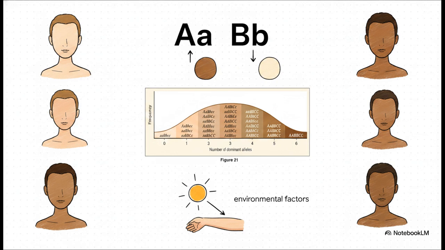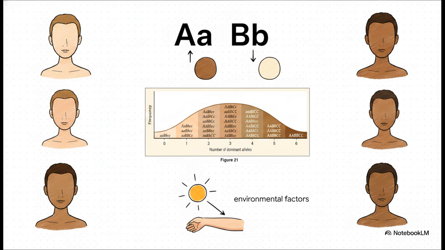Take human skin color. It is not controlled by a single gene. To simplify it a bit, we model it using 3 separately inherited genes. Let's call their dominant alleles capital A, B, and C, which contribute to darker skin, and recessive alleles lowercase a, b, and c, which contribute to lighter skin. A person with the genotype capital A, capital B, capital C would have very dark skin, while a person with lowercase a, lowercase b, lowercase c would be very fair.